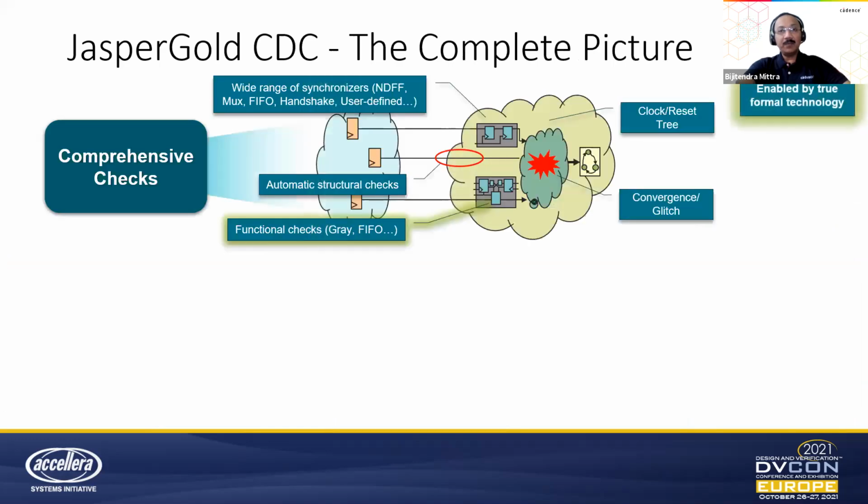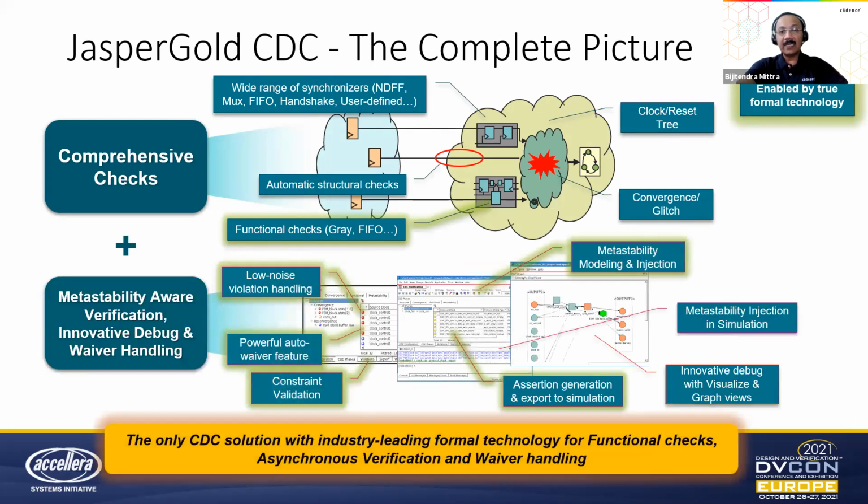Now, looking at the complete picture, JasperGold CDC offers you a set of comprehensive structural and functional checks. Along with that, it effectively uses industry leading formal technology to provide you metastability aware verification. We have innovative debug, and as you see, we have used formal for doing conditional or auto waivers. With that, we would move on to the demo and show you how it looks in the tool.